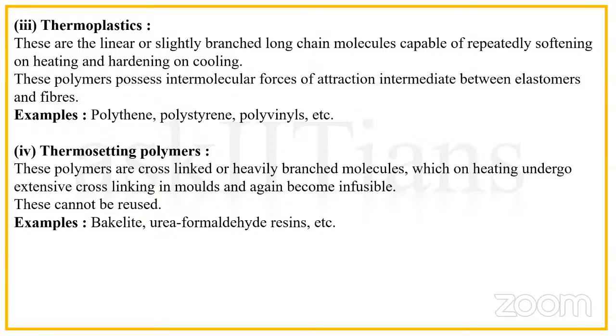So on the basis of intermolecular forces, we have 4 types of polymers: elastomers, which have the weakest intermolecular forces. Then we have fibers that have the highest intermolecular forces due to hydrogen bonding and dipole interaction. Next, we have thermoplastics, which on repeated heating become soft and hard on cooling. And then we have thermosetting polymers, which become hard on heating and cannot be molded again into other shapes. So we cannot reuse them.